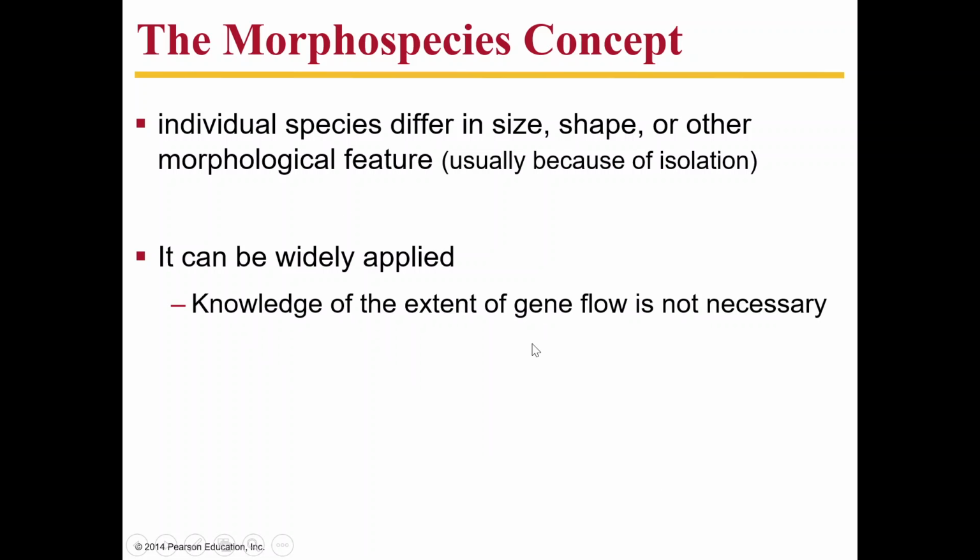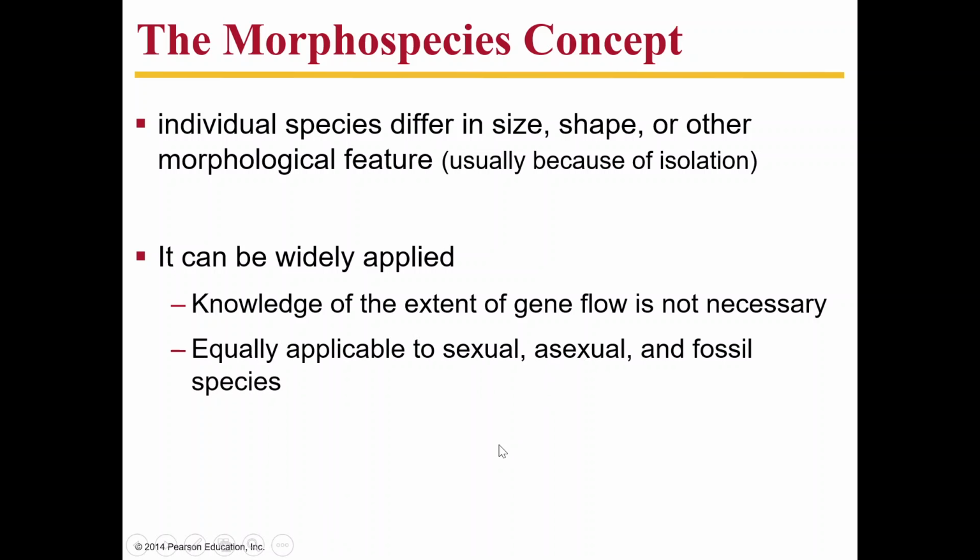It can be widely applied, and you don't have to know how much crossover there is. Even if there is a small amount of gene flow between populations to make a hybrid population, you can still identify them as different species if the morphology is different enough. It's applicable to sexual, asexual, and fossil species, something that the biological species concept struggles with because it's all about mating and viability. Since you don't have to know that for the morphospecies concept to work, it is beneficial to use in concert with the biological species concept.